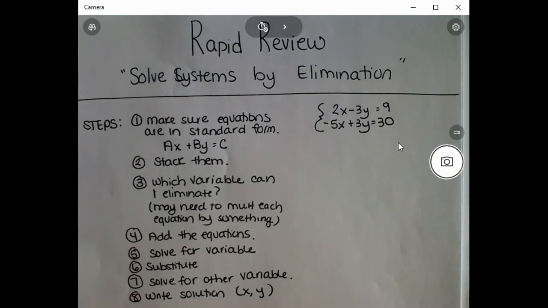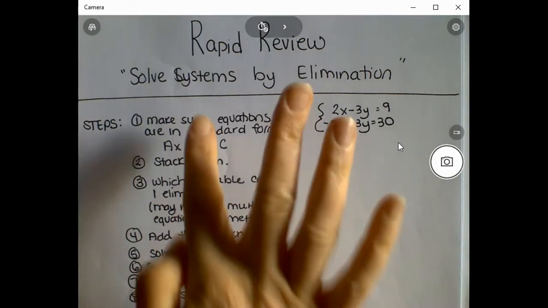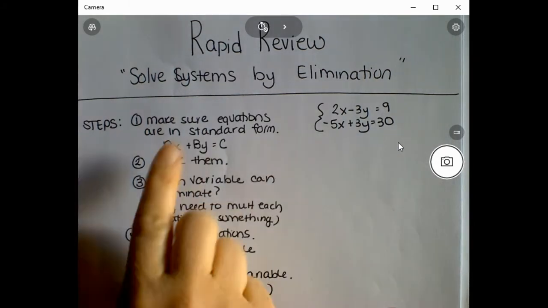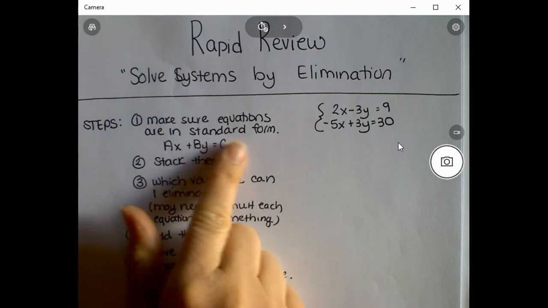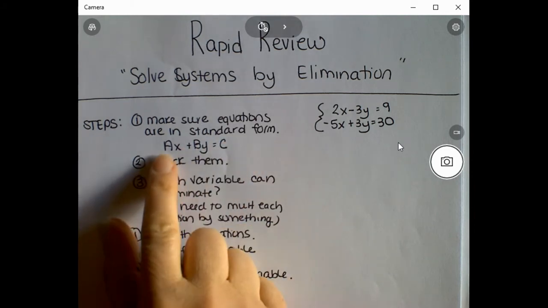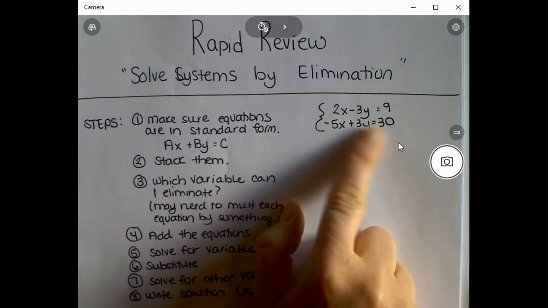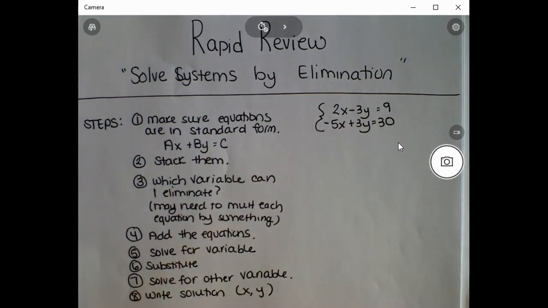And here we go. To solve by elimination, basically you're just going to eliminate either the x variable or the y variable at the very beginning. And then after that, you're going to solve for the other one, and you'll see. So here are my steps, written out kind of weird because that's my train of thought, but hopefully watching examples will help you. Step 1, you want to make sure that equations are in standard form, which looks like this: something times x plus something times y equals c.